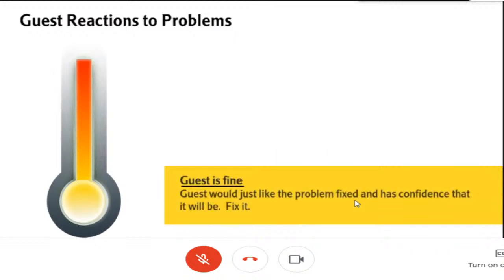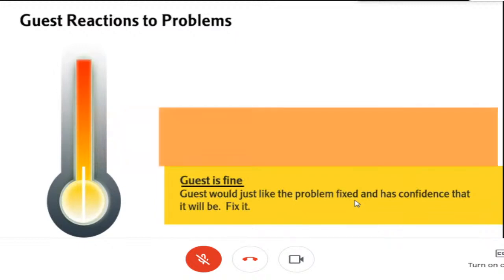If the guest is fine, the guest is just saying some things in a very polite way. The guest would just like the problem to be fixed and has confidence that it will be, so fix it. That is the yellow column which I mentioned in the presentation.